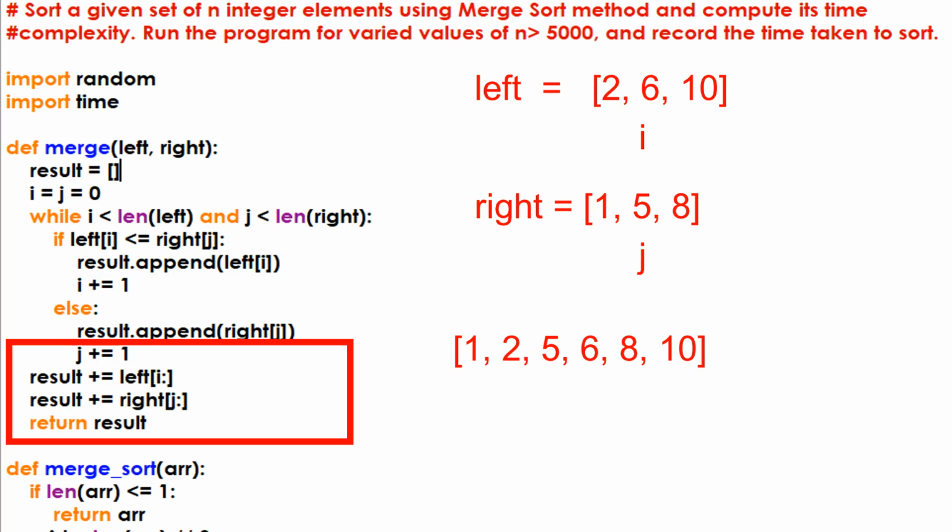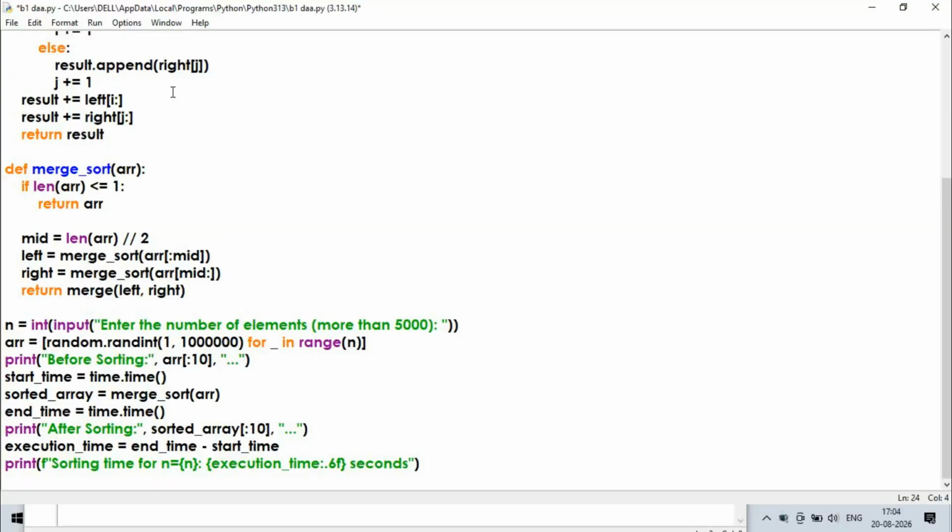Remaining elements after the comparison loop, result is extended with left of i, and result is extended with right of j. Sometimes one list still has elements remaining. For example, left side 6, 10, right side 8. If 8 is selected first, we may have 1, 2, 5, 8. The remaining elements 6, 10 are then added.